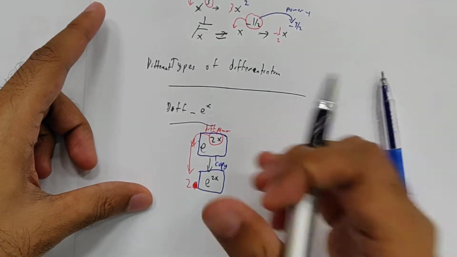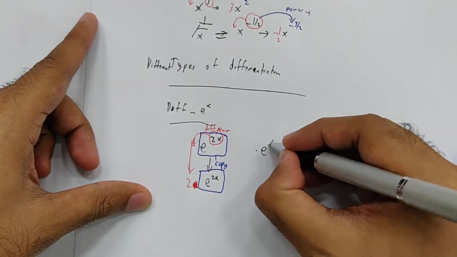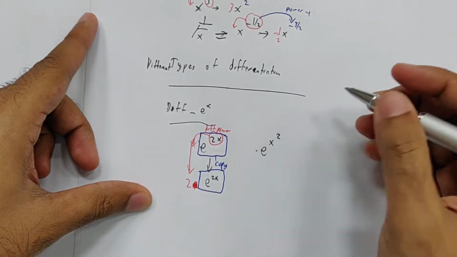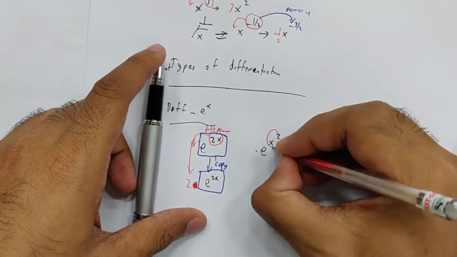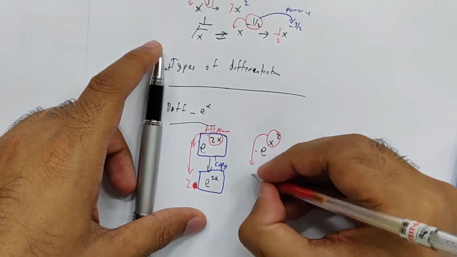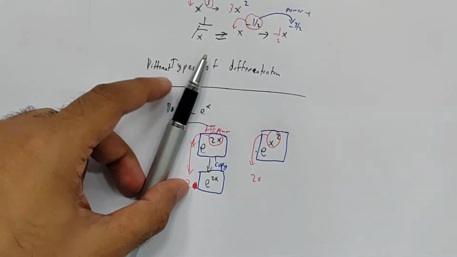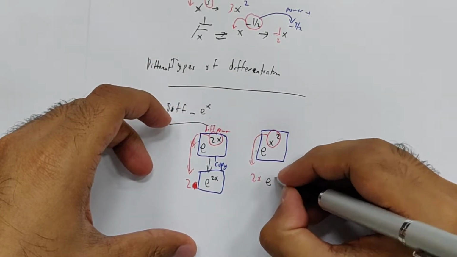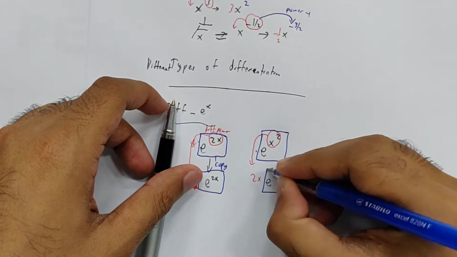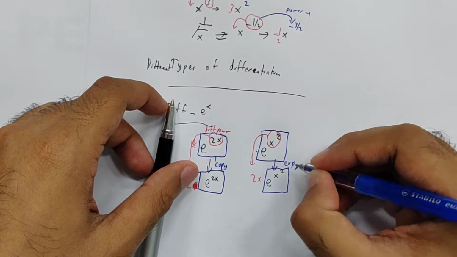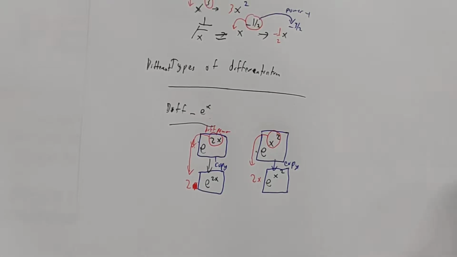Most basic of all. So if I give you something like e to the power x squared, differentiate the power, you get yourself 2x, and then you copy e to the power x squared. Okay. Now let's go to something else.